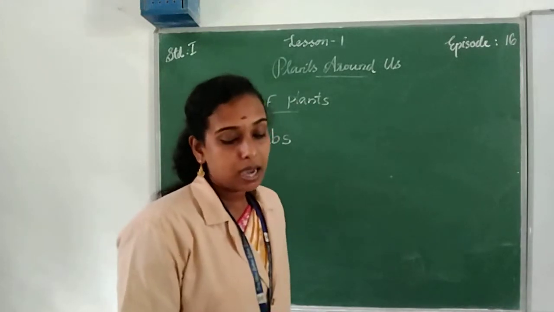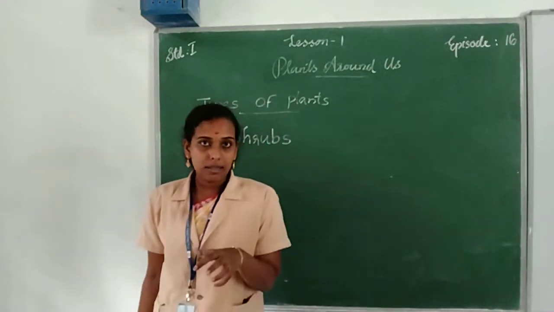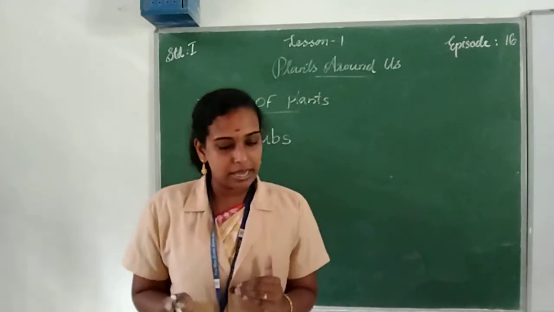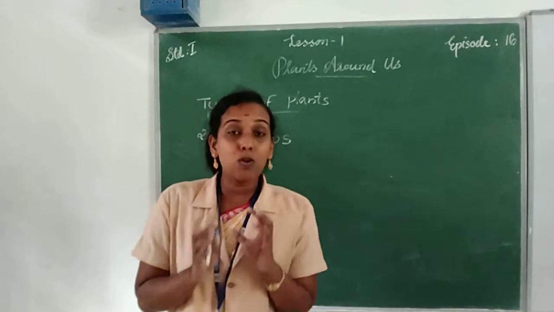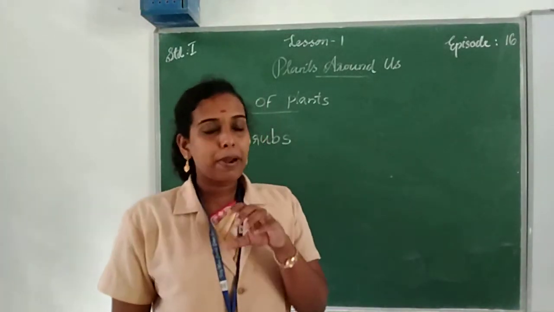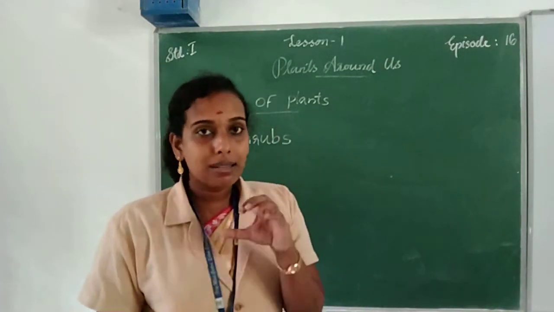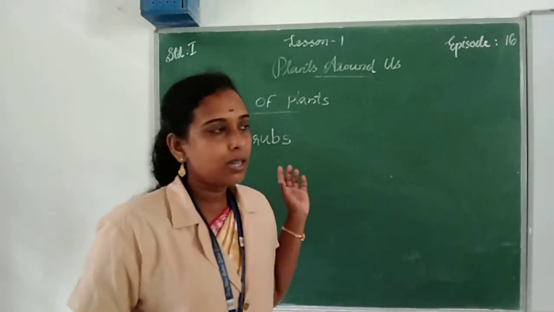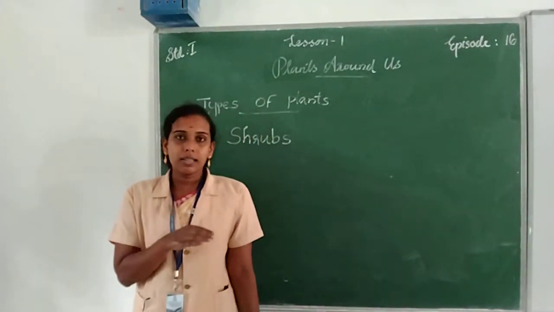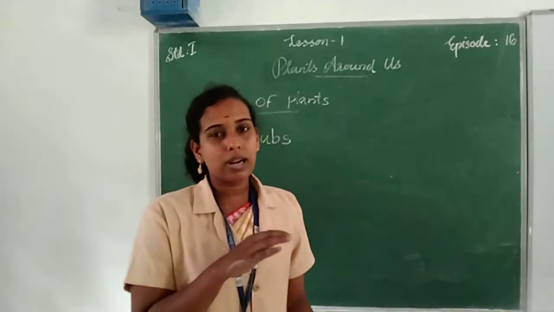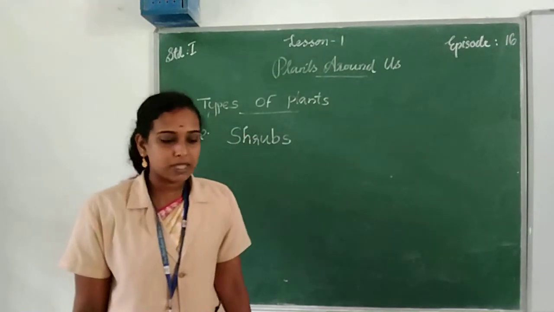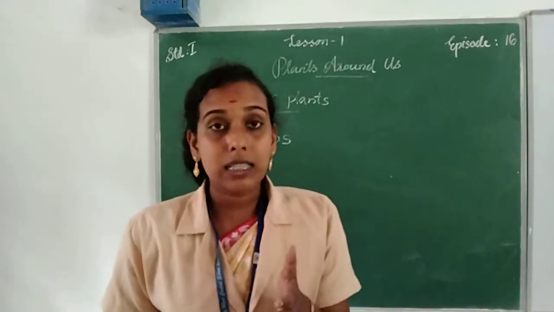We can see that some plants are smaller than trees. Trees are very big and tall, and shrubs are smaller than trees and look like bushes. Bushes means kuttichedi. So plants which are smaller than trees and look like bushes are called shrubs. Examples for shrubs are cotton plant, jasmine, rose.